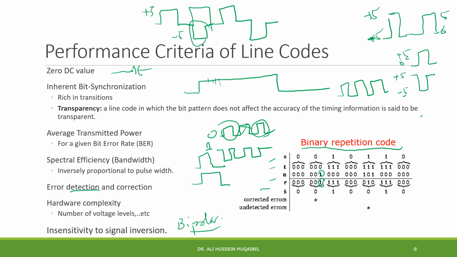So these are the criteria: zero DC, inherent bit synchronization, average transmitted power, spectral efficiency, error detection, hardware complexity, and insensitivity to signal inversion. So I will move on and we'll see some examples about the issue of transmitted power.